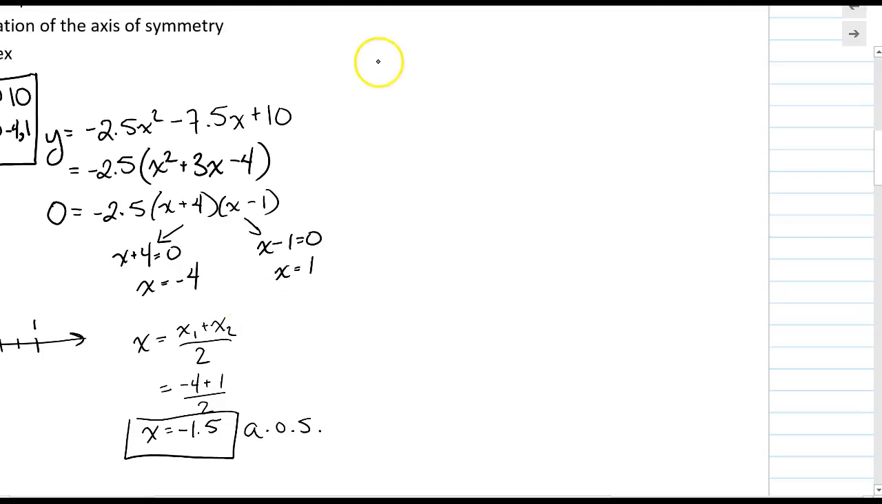For part C, I need to identify my vertex. So I know my x value of my vertex because it is the same as the axis of symmetry. The axis of symmetry runs through my vertex. So I know my x value is negative 1.5. I just need to figure out my y value. I can do this by just simply plug and chug. I go back to my original equation.